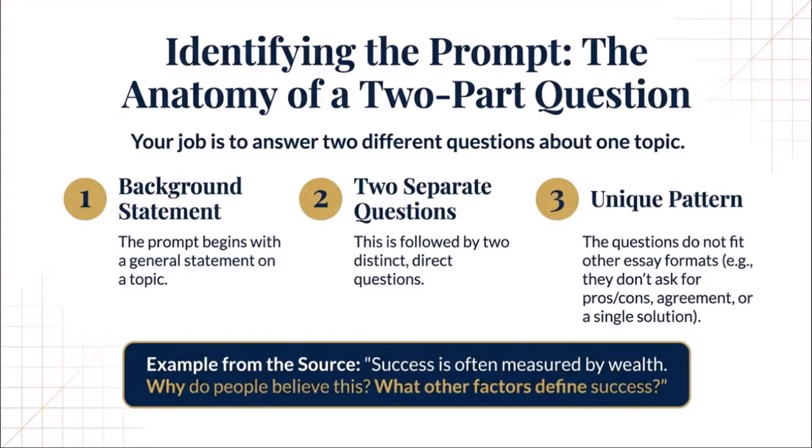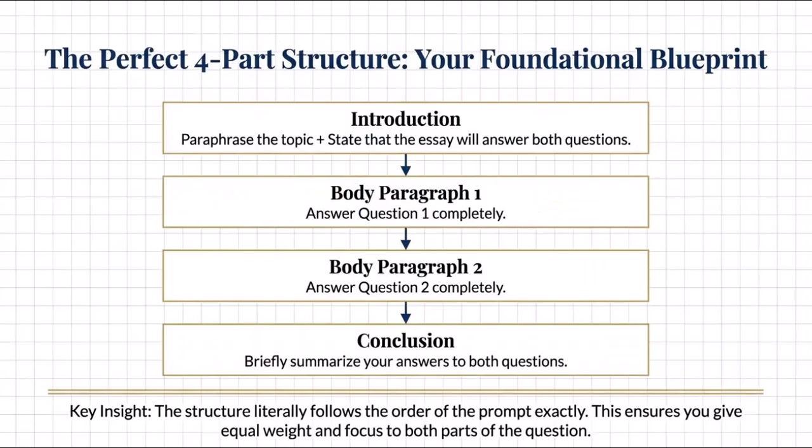This is different from other essay types, which often have a more defined cause and effect or opinion structure. The two-part question is literally just that, two parts to answer. The structure for this essay type is the most logical and straightforward of all the Task 2 essays. It literally follows the order of the prompt exactly. You have two questions, so you'll have two main body paragraphs, one for each question.